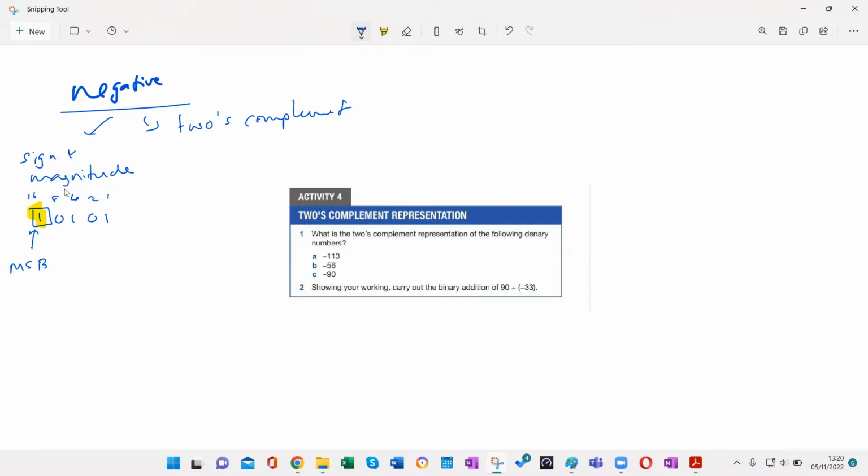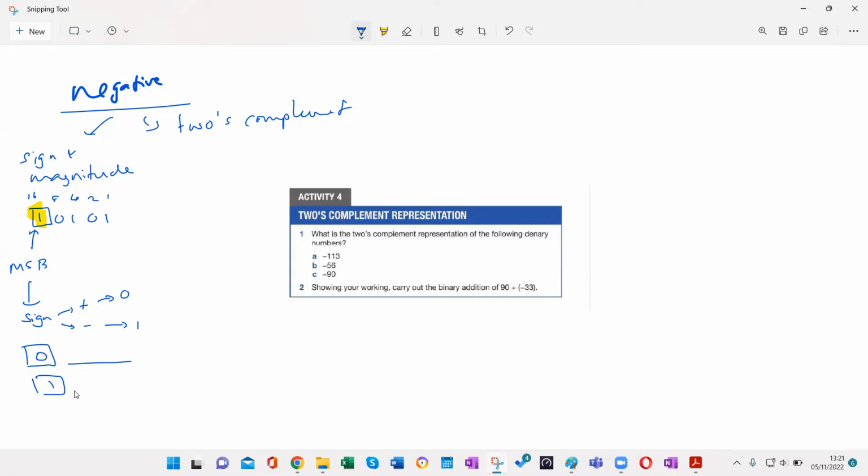This is reserved to show the sign. What is this sign? It's either plus or minus, right? And how do you show plus or minus using this most significant bit? If it is plus, we represent it using 0. If it is negative, we represent it using 1. So if this most significant bit is 0, it is going to be a positive number. If it is 1, it's a negative number.